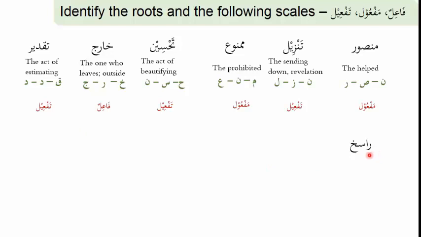Rasikhun. You see, this would also help you to read. When you look at the word, you already know it. If you know the scale, you can read the word without the vowels. Right? It means well grounded. What is the root? Rasakha. There's an alif there. That's a very easy scale, inshallah. Its wazn is fa'ilun.